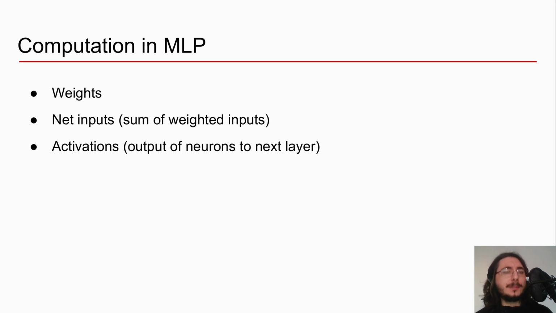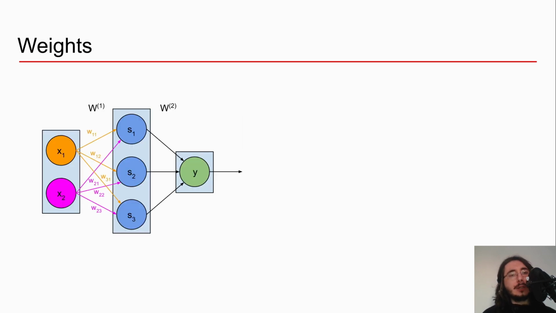In the multilayer perceptron, the fundamental aspects of computation are the weights, the net inputs, which are the sum of the weighted inputs, as we saw in the video about the artificial neurons. And then we have the activations, which are those functions which transform the incoming information and produce an output that the neurons provide to the next layer. So let's see them in context.